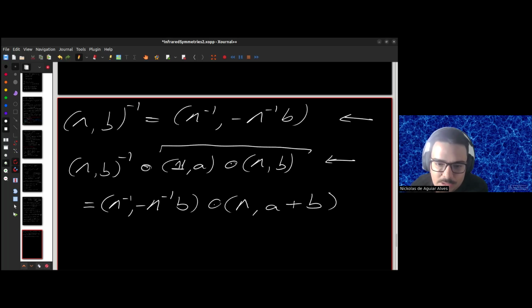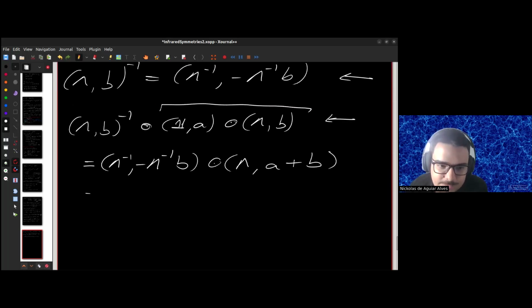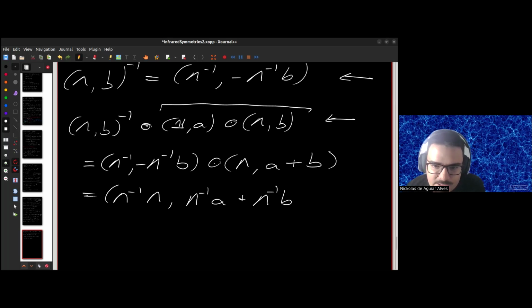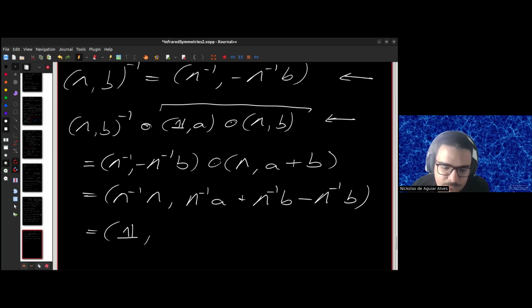Now we want to do the next product, and what we are going to get is the following. We're going to get lambda minus 1 lambda, and then we have these slightly weirder expressions, which are more complicated, but are going to be given at the end of the day by this expression here. And when we simplify everything, what we get is that we only have an identity, and on the other entry you have lambda minus 1 times a. So this is the result.